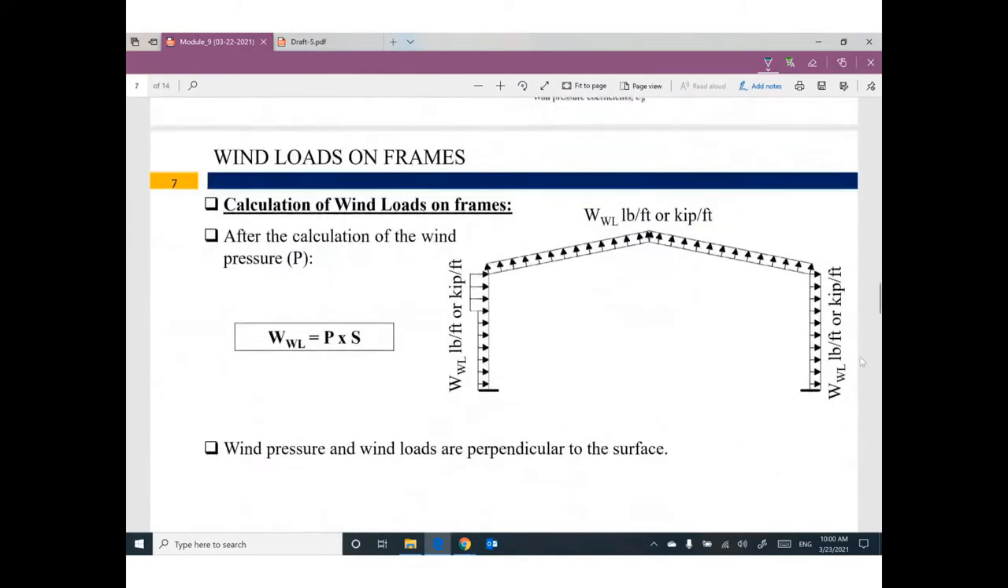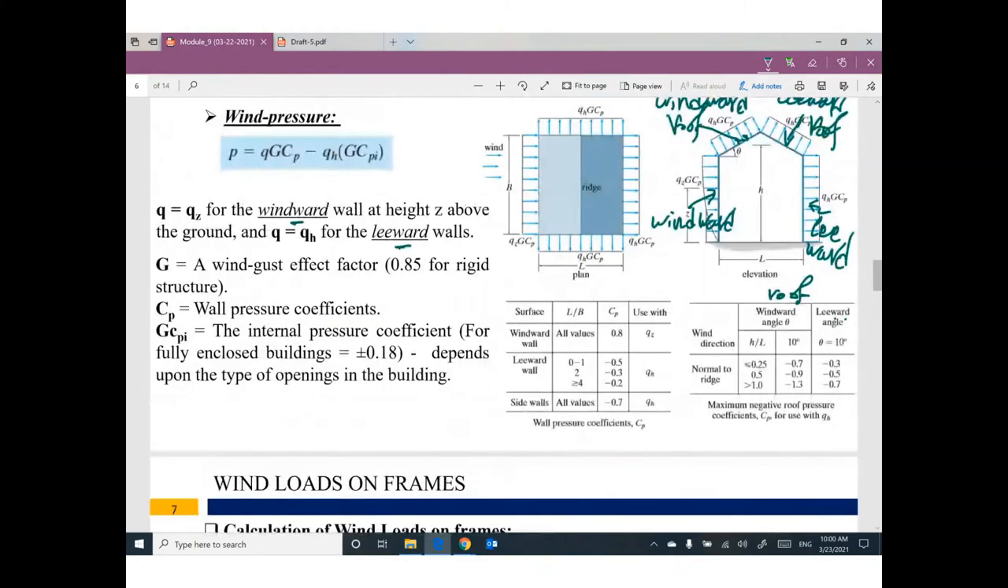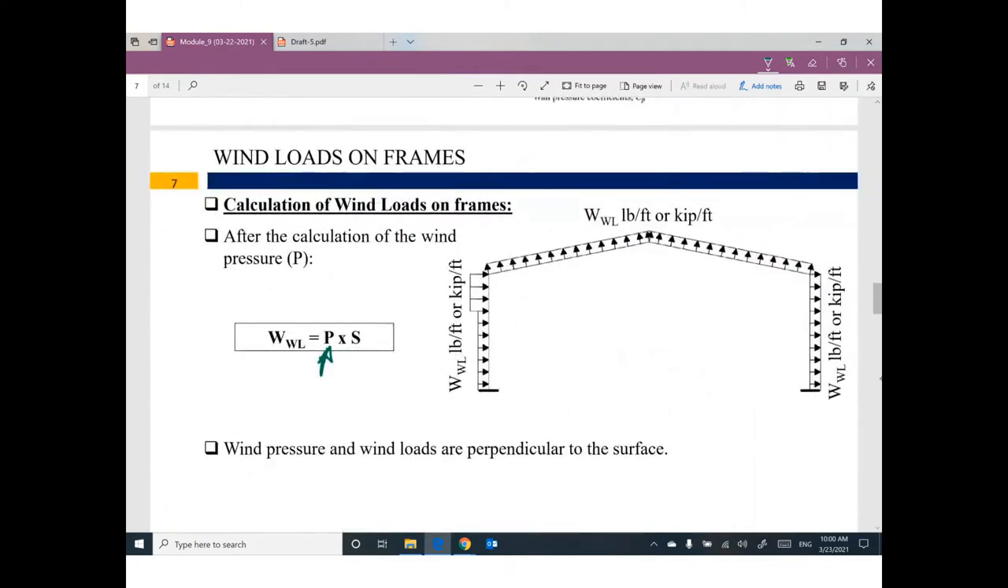So the final shape of the distributed load, by the way, the pressure that you calculated from this step will be multiplied by S, the spacing between the main system, to convert the wind pressure to distributed load. And this distributed load on the windward will look like this. This will be at 15 feet height. For the leeward will be constant. For the windward roof will be upward force, constant distributed load perpendicular to the inclined member.